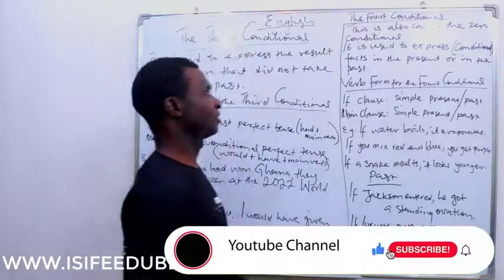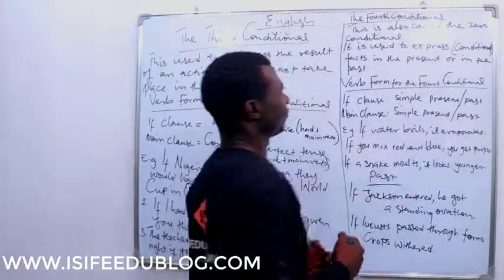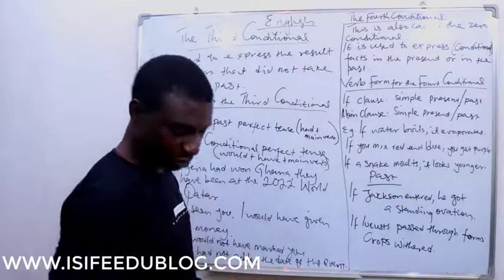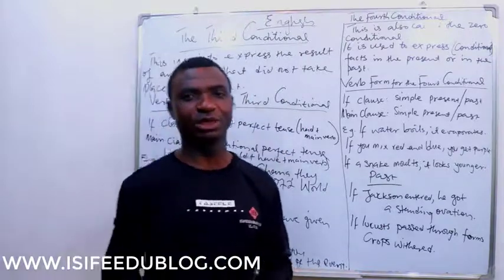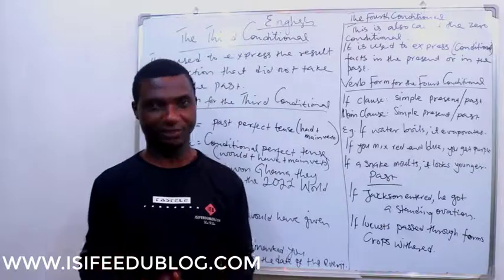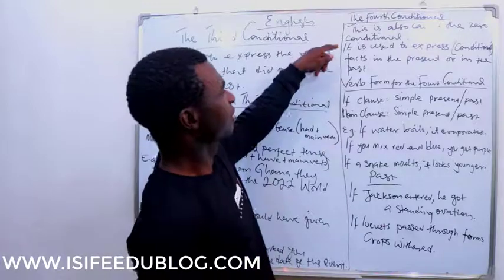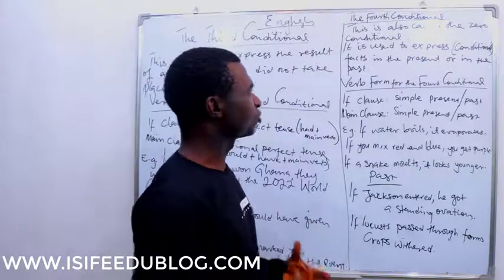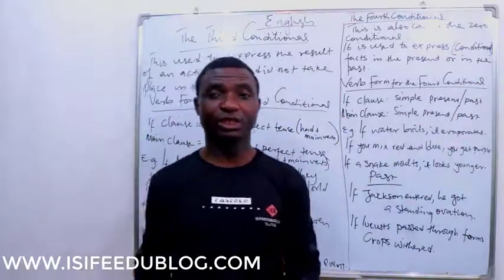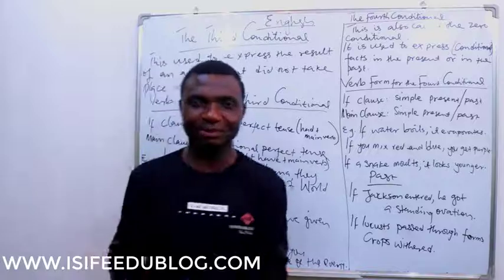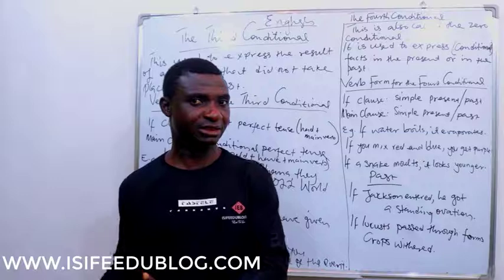Next is the fourth conditional. Now, the fourth conditional is also called the zero conditional. Yes, that's important. We call it the zero conditional because everything is perfect. It is used to express conditional facts. I added that word conditional to that definition because there's still a condition that will be met before the other one takes place. If the condition is not met, the other one will not take place.